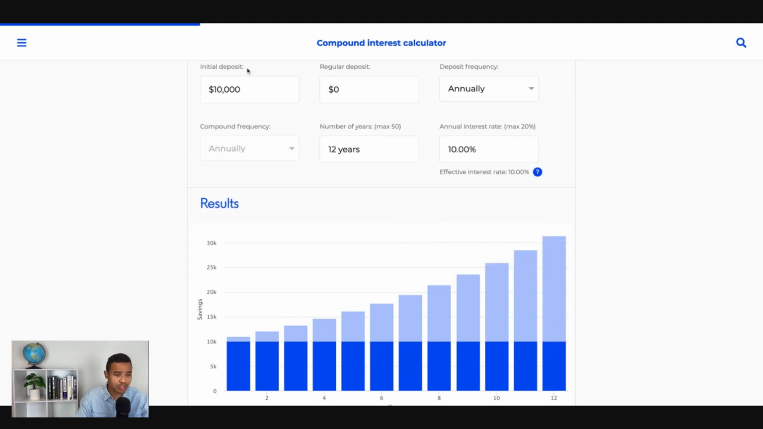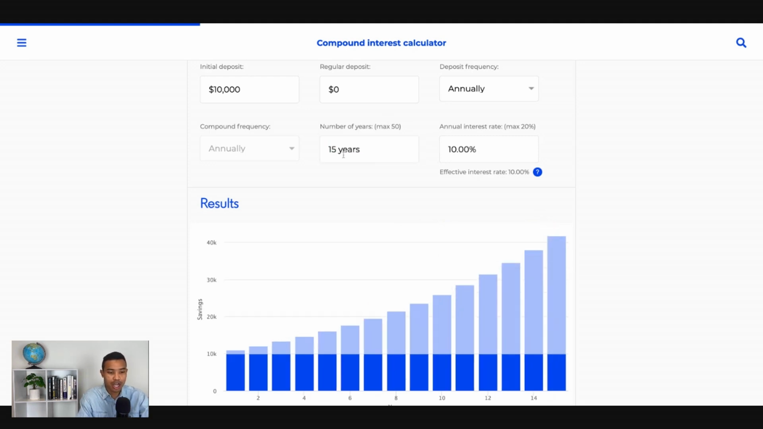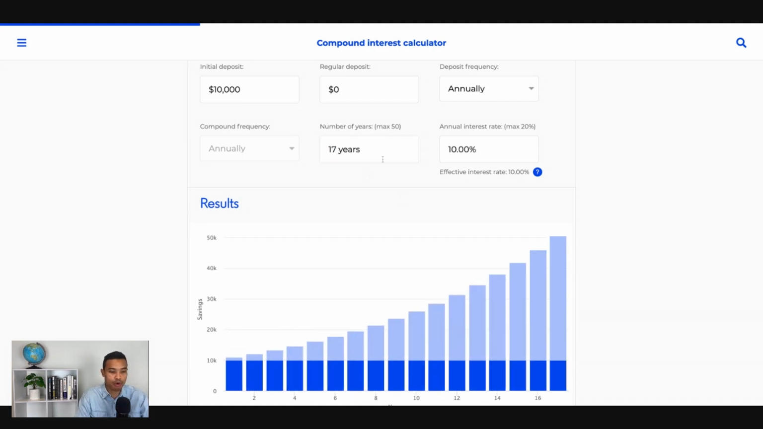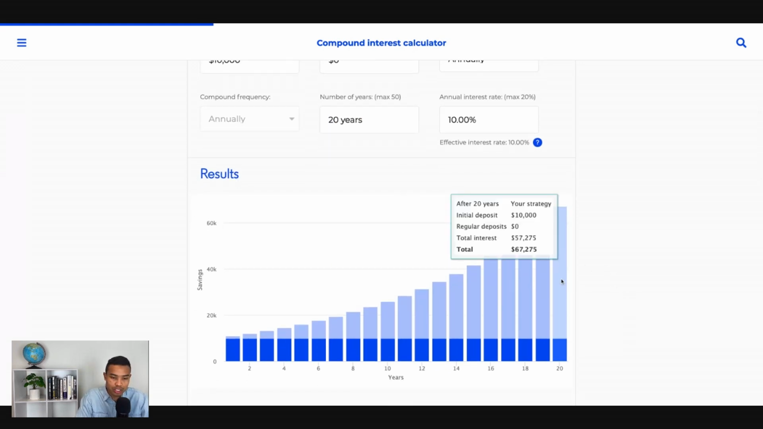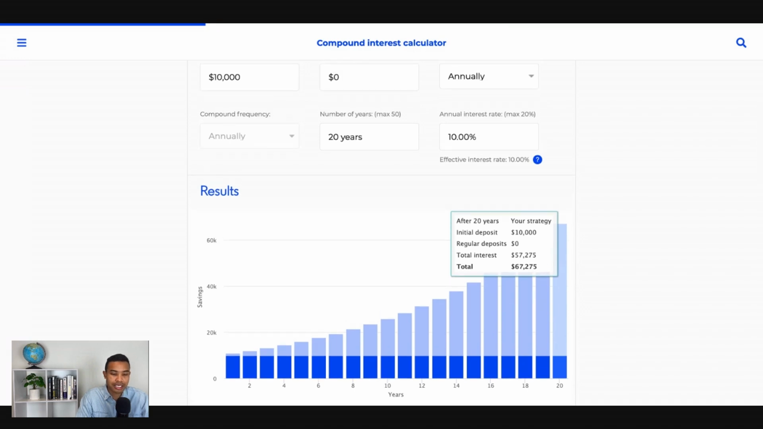This is that same initial deposit of $10,000 over 15 years. You can see here, the rate of compounding starts to get that exponential growth over longer term periods of time. And that picks up more and more and more. And so as you can see here, of course, over that long period of time, 20,000. So in that 20th year, if you see this initial $10,000, so you've got $57,000 of total interest paid, giving you a total of $67,275.